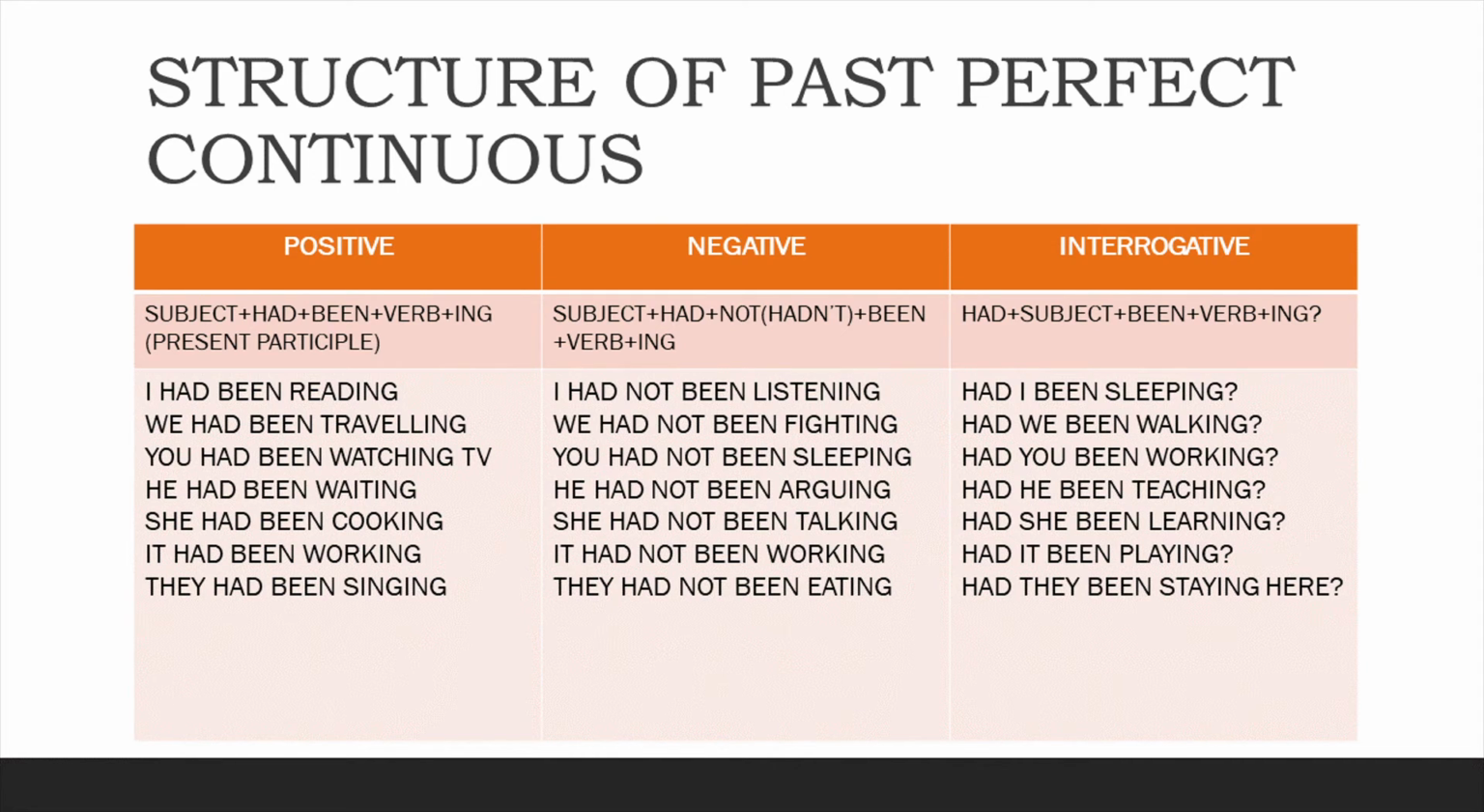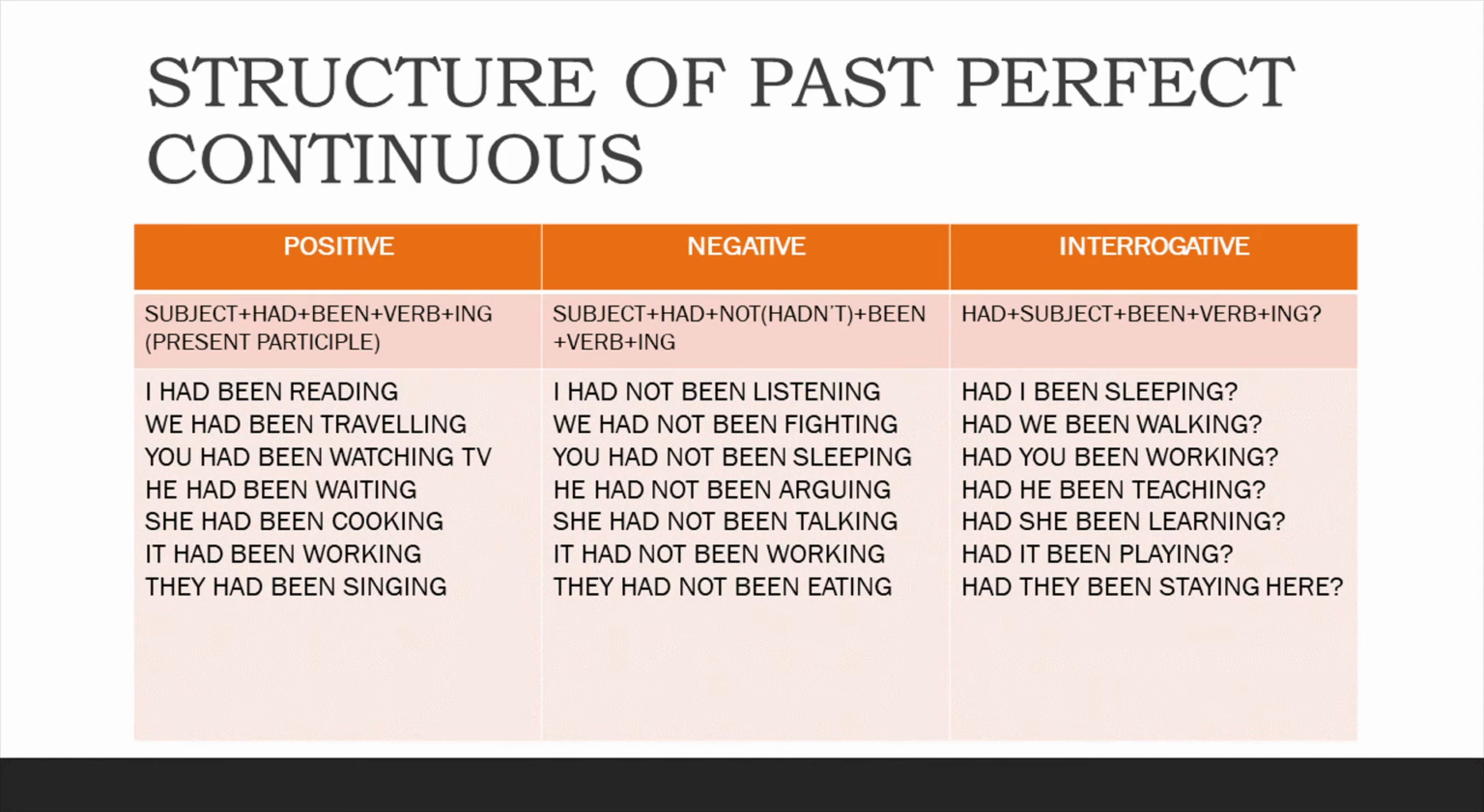Okay, now the interrogative form of it is you exchange the positions of the subject and the helping verb had. That's it. Okay, so instead of putting the subject before, you put had before. So I had been reading becomes had I been reading. Okay, so an appropriate question could be something like, had I been sleeping when you knocked on the door? Okay, so had I been sleeping, had I been asleep, etc.